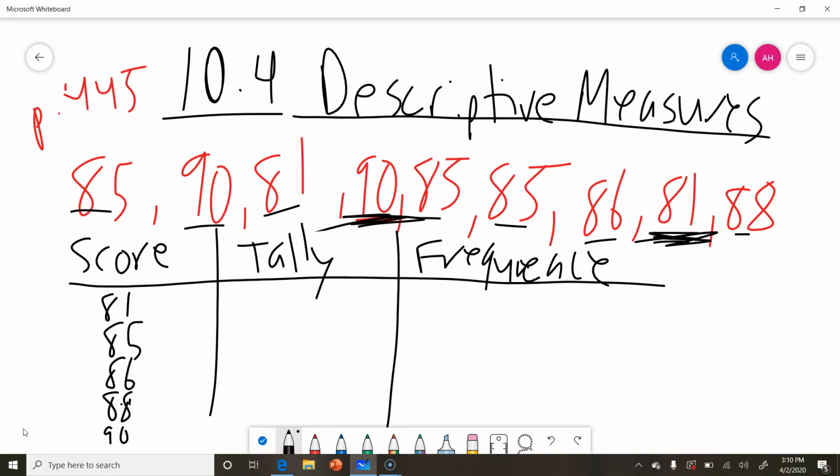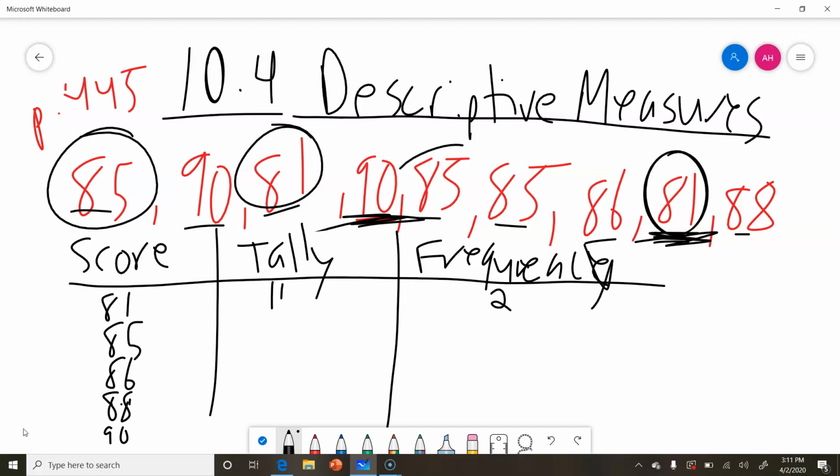So how many are 81? Well, there's one here and one here. So we do two little tick marks. That's a tally. There's two of them, which we rewrite over here as frequency as a 2. We say 85. How many are there? 1, 2, 3. There are 3 85s. So we put 3 tick marks, and we rewrite that with a numerical value of 3.